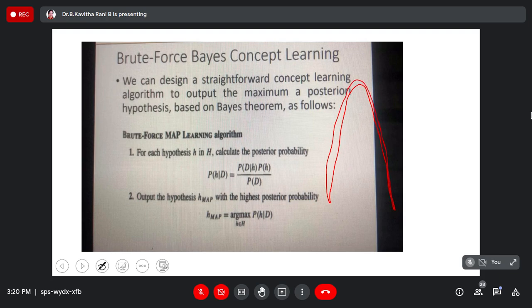Okay, so here brute force is nothing but how we go forward. What we are doing is going forward with a crude method, and then refining the concept. That is using brute force based concept learning. So we can design a straightforward concept learning algorithm to output the maximum posterior hypothesis based on the Bayes theorem. We are going straightforward.